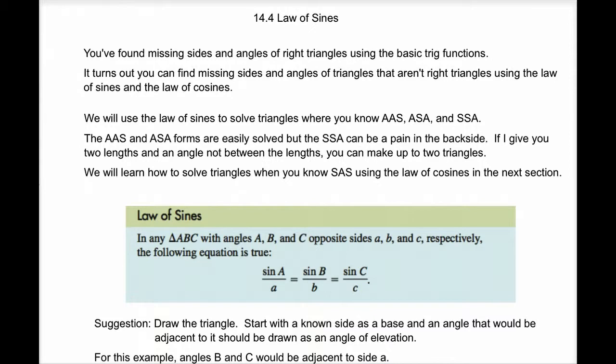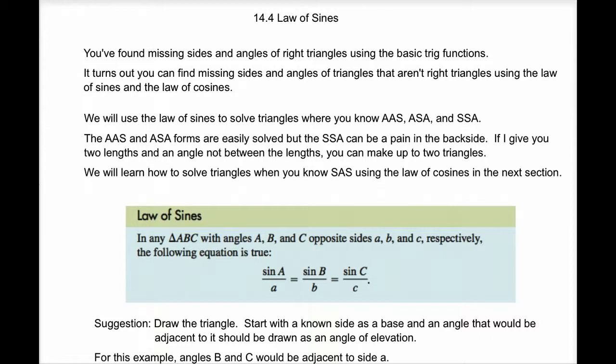Now, in order to accomplish this with the law of sines, we need to know 3 of the 6 things. There are 6 things: 3 angles and 3 sides. We need to know one side, an angle across from it, and then any other bit of information. It could be a side or it could be an angle.